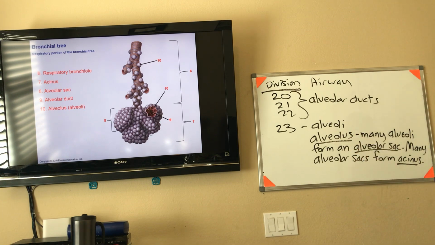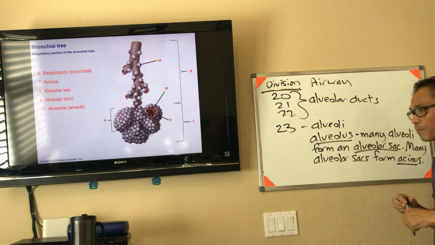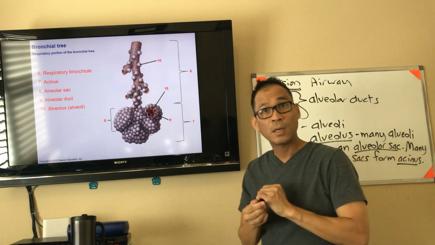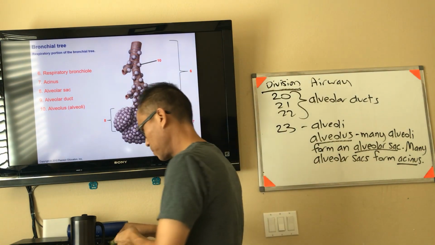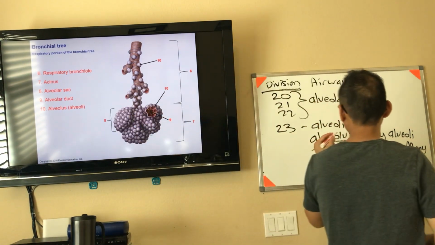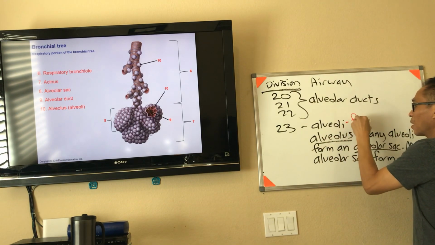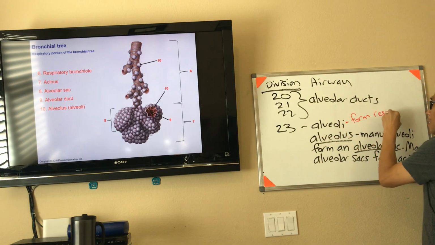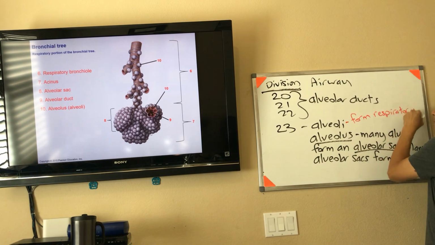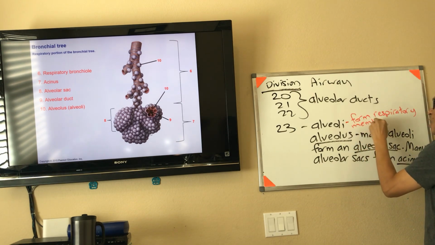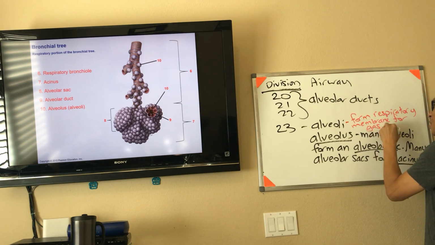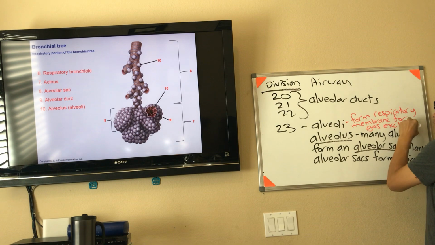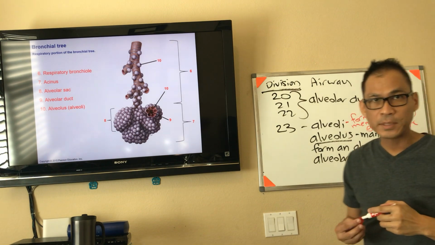That's the dead end. Fresh air ends there, and the alveoli form the all-important respiratory membrane where gases can be exchanged with the pulmonary blood. Form respiratory membrane for gas exchange. All right, the details of gas exchange we talked about in another lecture.